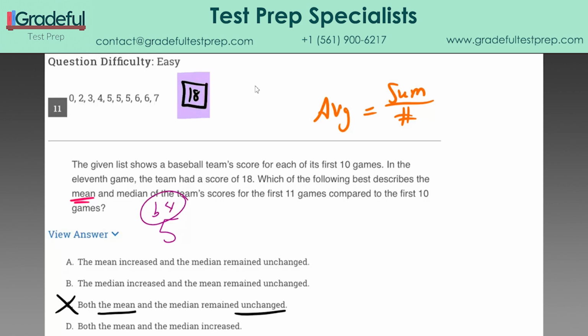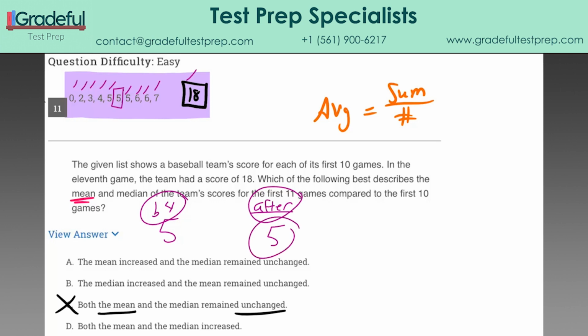And now let's color all of these numbers to represent the idea that we're finding the median now with this new group, with the same numbers, but with the 18 being included in now. So if we count from the bottom upward, 1, 2, 3, 4, 5, and from the top downward, 1, 2, 3, 4, 5, and guess what? We land on the number 5 yet again. So before the median was 5, and after the median remains 5. So the mean increased, as we said before, but the median, as we just saw, remained unchanged. So the answer for 11 is A.